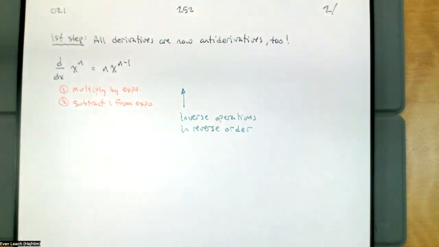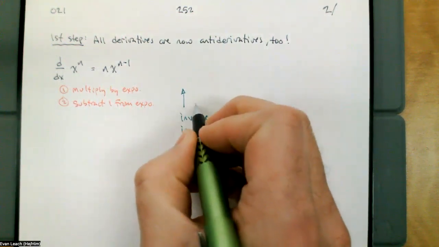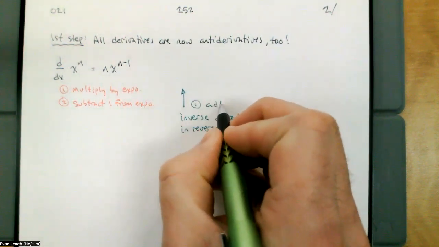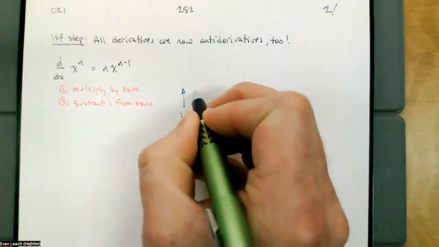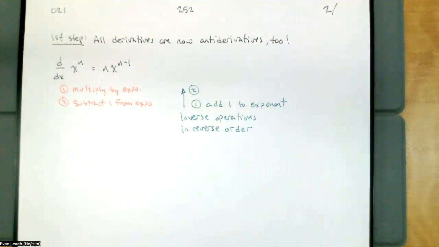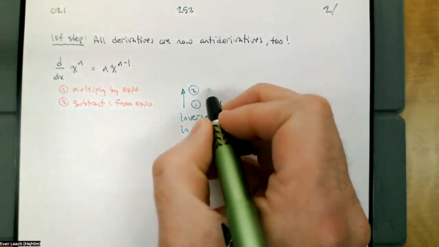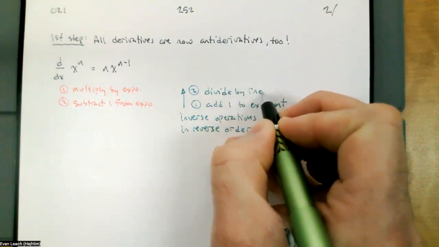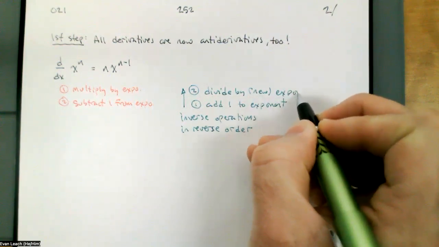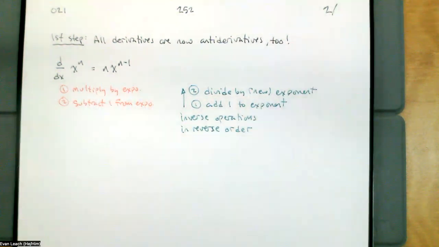So since the last thing that happens in the derivative rule is to subtract 1 from the exponent, we're going to start by adding 1 to the exponent. And then we're going to invert multiplying by the exponent, to divide by the exponent. Thinking about the process will allow us to do an infinite number of problems all at once.